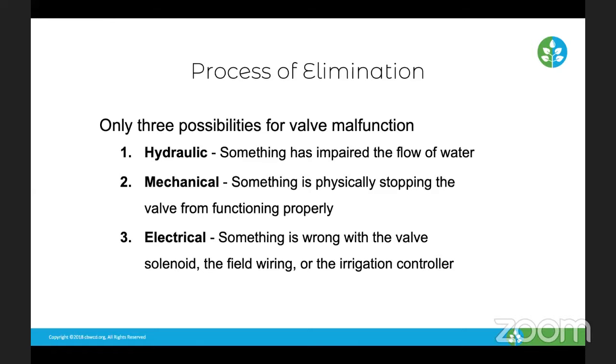Mechanical means something is physically stopping the valve from functioning properly. That is usually something to do with the functionality of the valve itself. And then electrical means there's something wrong with the valve's solenoid, the wiring, or the irrigation controller. It could possibly be that it has nothing to do with the valve and it's the irrigation controller. We'll go over how to check these. So the 3 possibilities: hydraulic, mechanical, electrical.